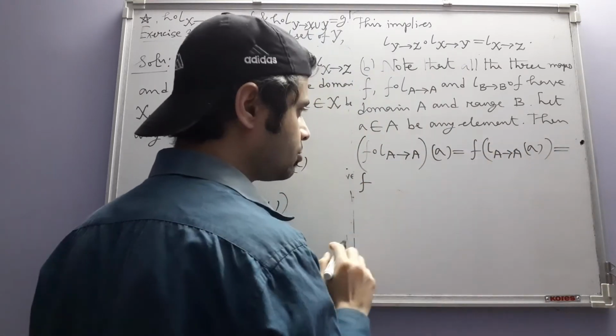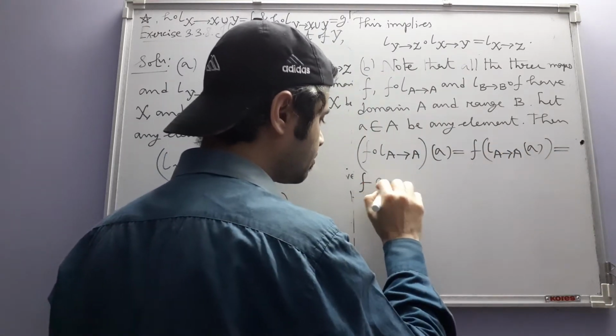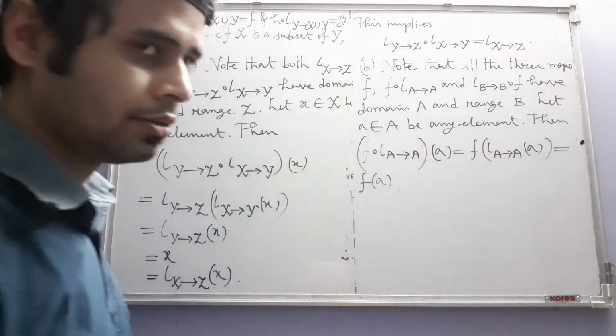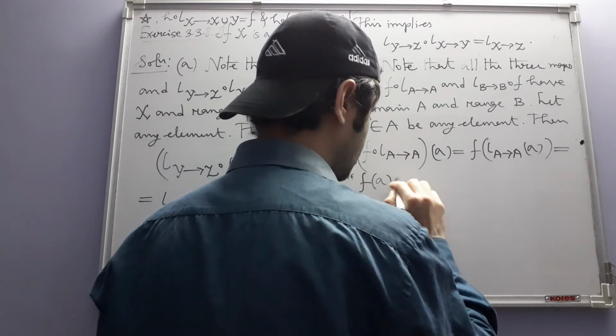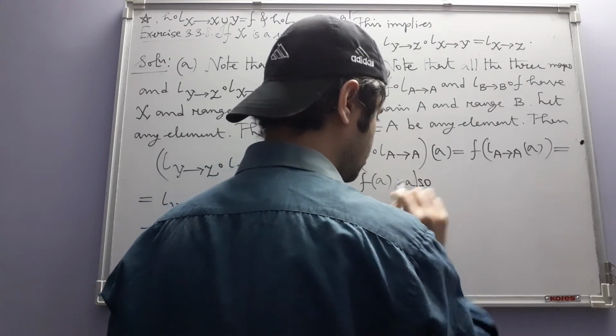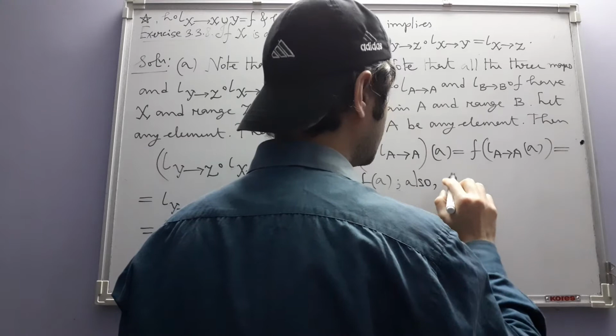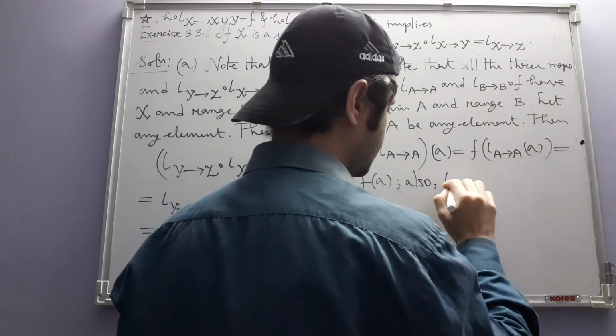Since this is the identity map, this is nothing but A. FA. Also, now we calculate this one.